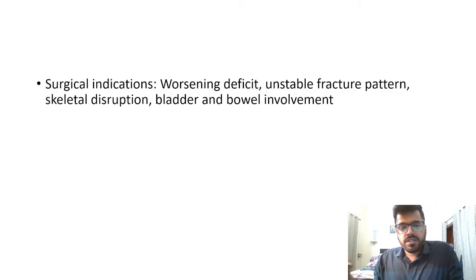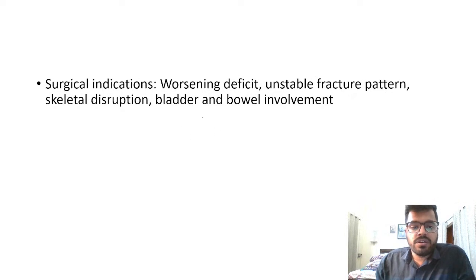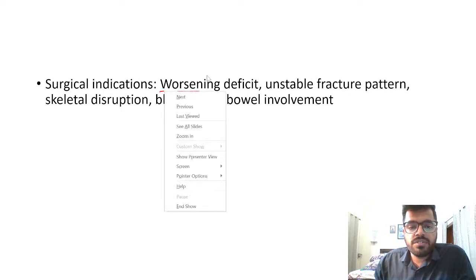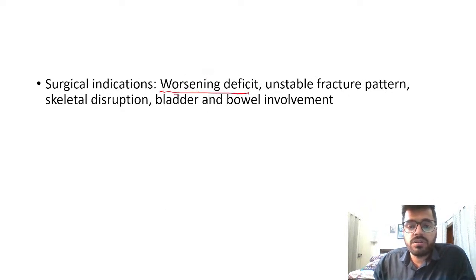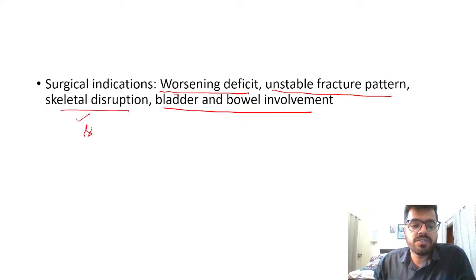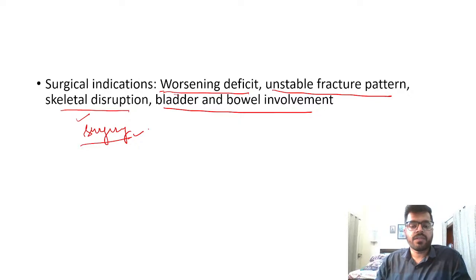So what are the surgical indications in spine? If there's a worsening deficit, for example, or an unstable fracture pattern, there may be skeletal disruption or bladder bowel involvement. All these cases need surgery. They need to be fixed surgically. Worsening deficit, unstable fracture, skeletal disruption, bladder bowel involvement.